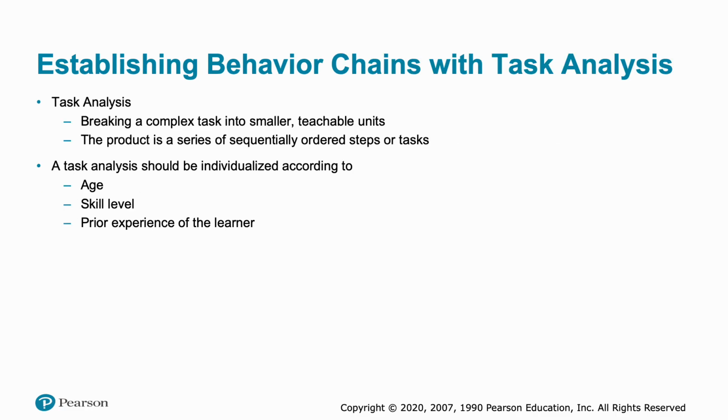So how can we establish behavior chains? We can establish behavior chains by breaking them down into the small component skills that make up the behavior chain. This whole process of breaking down those behavior chains and looking at the specific steps that are involved is called task analysis, or task analyzing a behavior chain. This simply means breaking down a complex task into smaller teachable units.